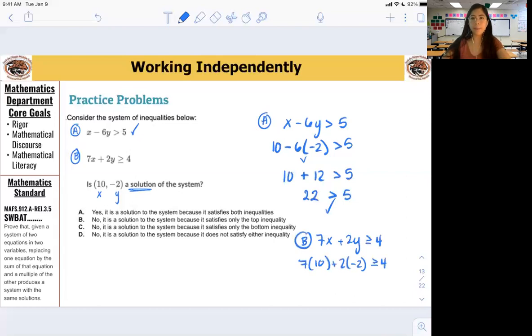So what happens here? What do I get? 70 minus -4. 70 minus 4. You got it. 66. Is 66 greater than or equal to 4? Yes. So it satisfies both inequalities, which means yes, it is a solution. Any questions on how to do that?